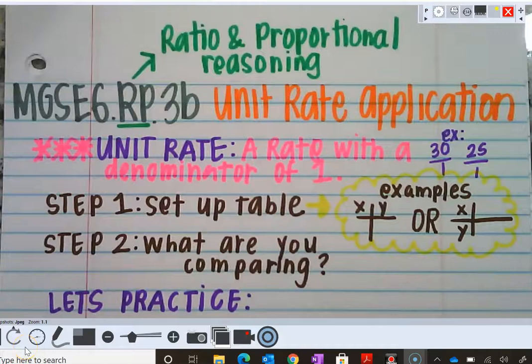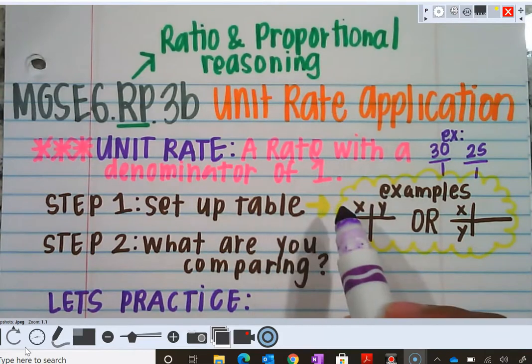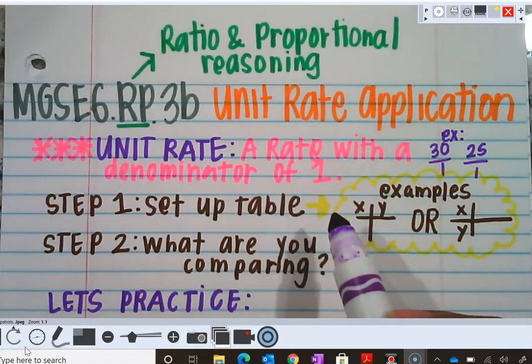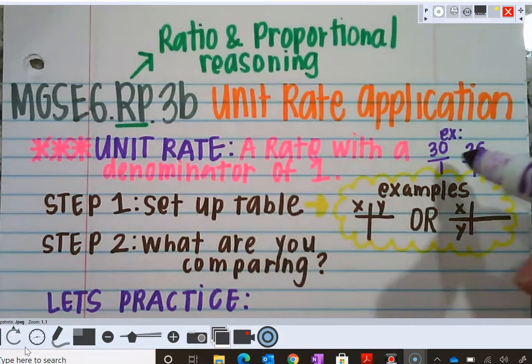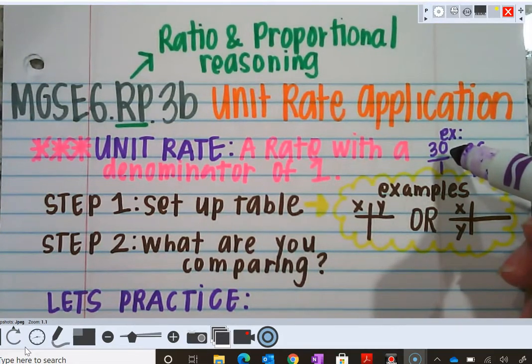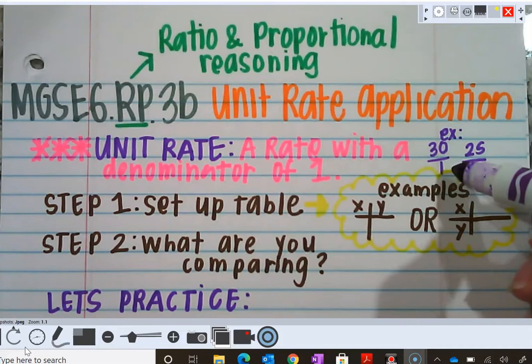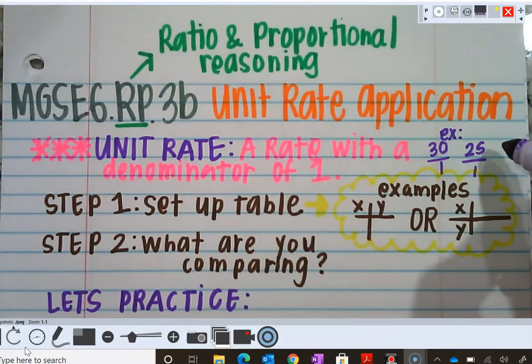All right, class, we're going to continue our understanding of unit rate, but now we're going to apply it to some real world problems. So let's review quickly what unit rate is. Unit rate is a ratio with a denominator of 1. So we're trying to figure out how much per unit. So if we have 30 miles per gallon, 30 over 1, $25 per hour. We can think about these unit rates per one. We always want to figure out per one.